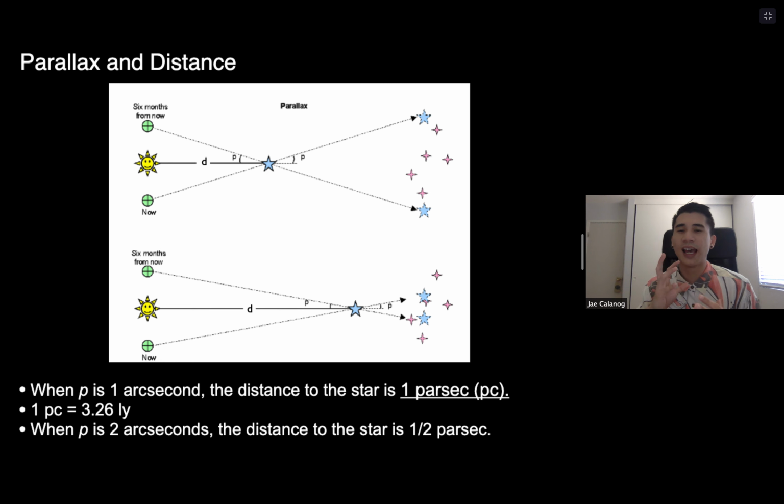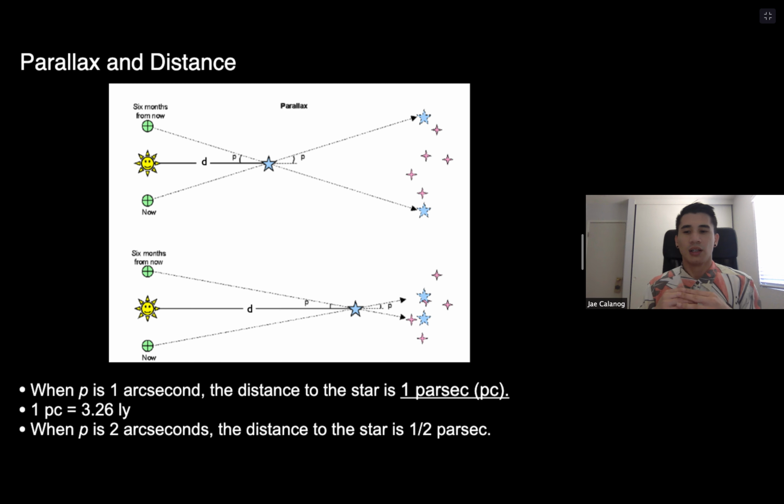So we've standardized it such that when the parallactic angle P is 1 arcsecond, or 1/3600th of your pinky, then the distance to the star, we're going to say, is equal to 1 parsec. So a parsec, you may have heard about it in other sci-fi movies, but the true technical definition is that it is a unit of distance, like a light year. In fact, 1 parsec is actually equivalent to about 3¼ light years.